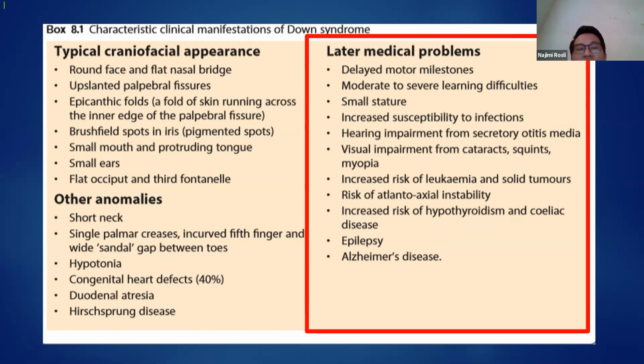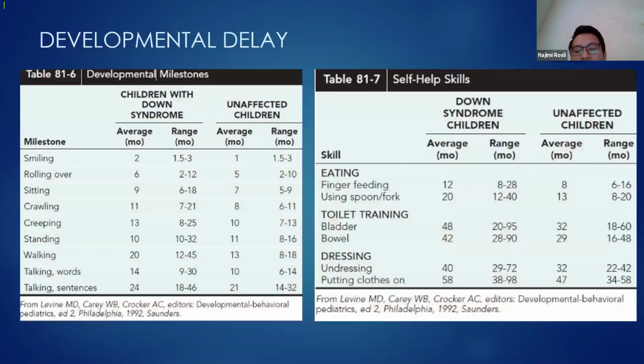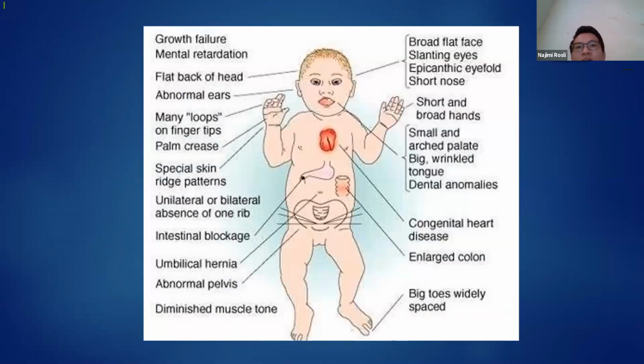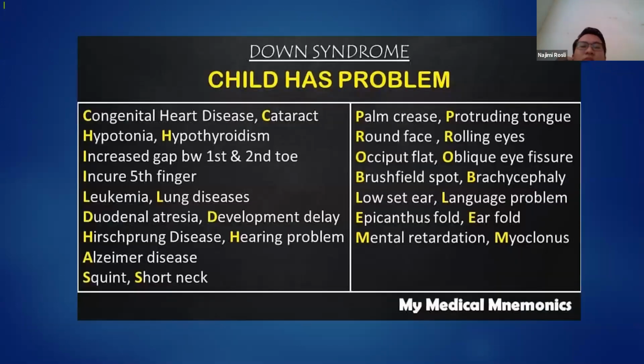And for the developmental part, the development and growth, they have delayed development, learning difficulties, and also generally they have a small stature compared with a normal child. So this is the list of the clinical features of a child with Down syndrome. And this is just a mnemonic to help with memorizing the clinical features. Child has problems: C, congenital heart disease, H, hypotonia, and the list goes on.